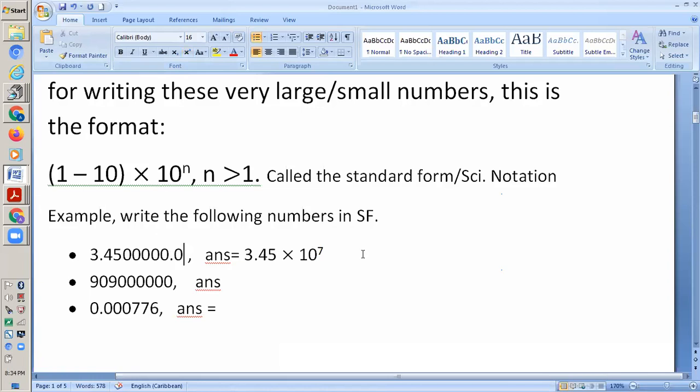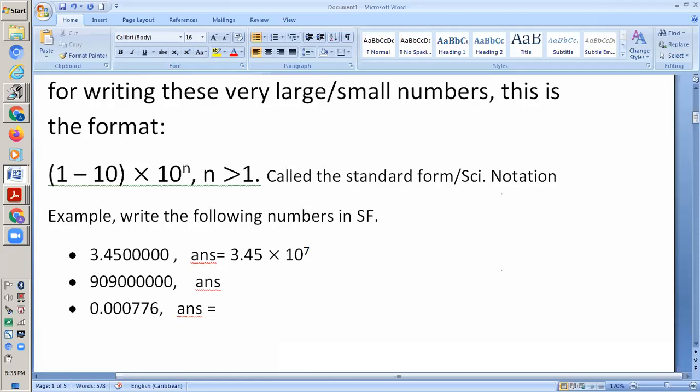All right. Okay, so to move 7 times to the left, you put the 7 right there. Well, because I moved not 7 times to the left, but 7 places to the left. Yes. Yeah, that's why I put the 7 here. And the important point is that when you go to the left, it's a positive 7.